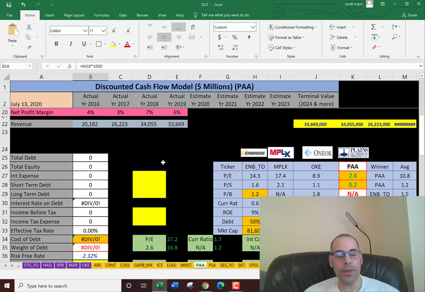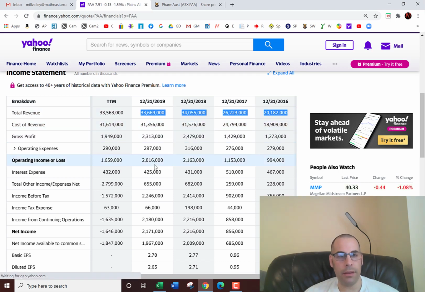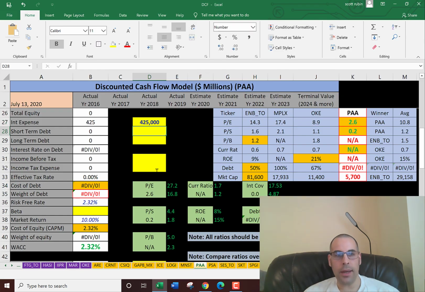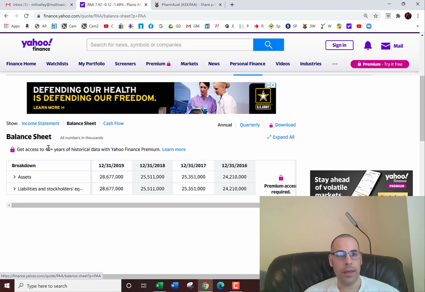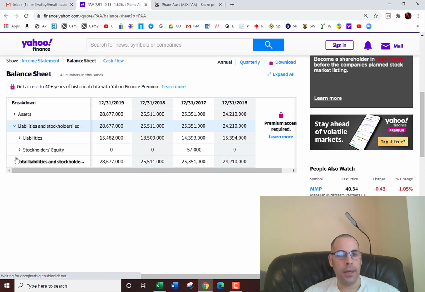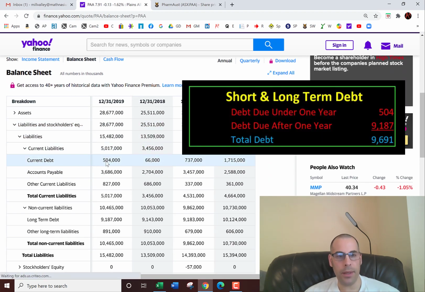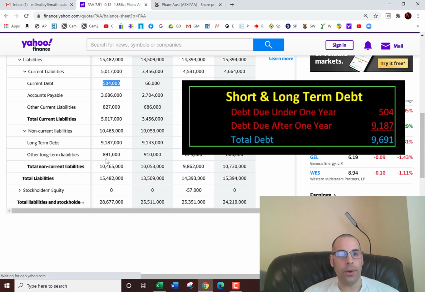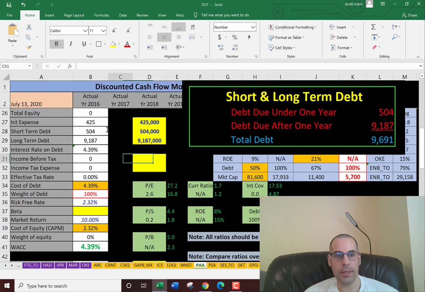Let's look at the capital structure of the company to figure out what discount rate to apply to the future cash flows. They pay $425 million of interest on their debt. That's on the income statement. We'll go to the balance sheet and we're going to figure out how much debt they have. Current debt of $504 million. That's debt due within 12 months. Long-term debt of $9.2 billion. That's debt due after 12 months.